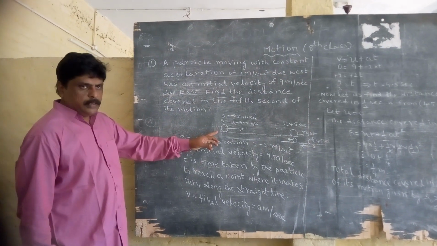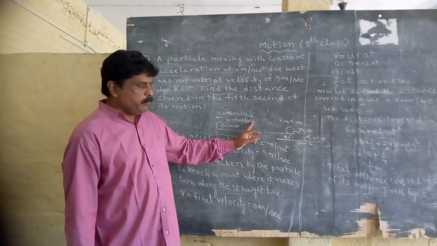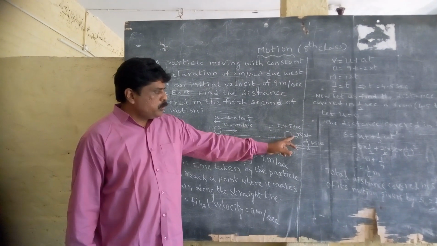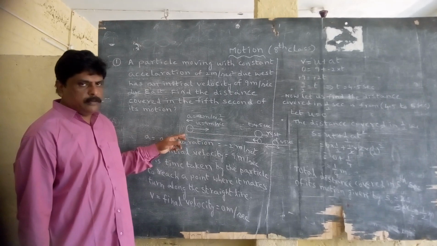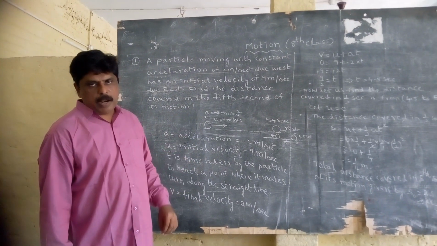Okay, here I have drawn a diagram for you. The particle is moving with initial velocity 9 meters per second, and it goes here, comes to rest, and after that it moves backwards. So the distance traveled is the distance we travel to here, and we have to return here, so the total distance traveled by the particle is 2s.